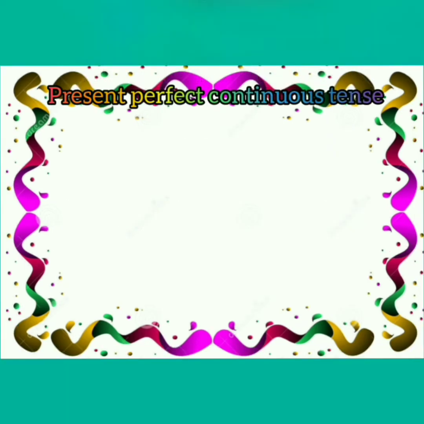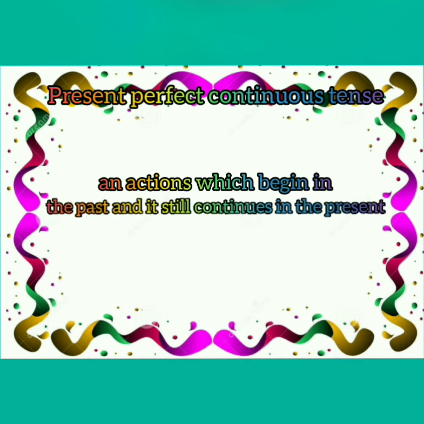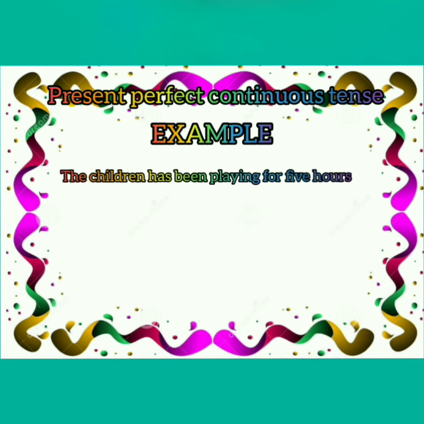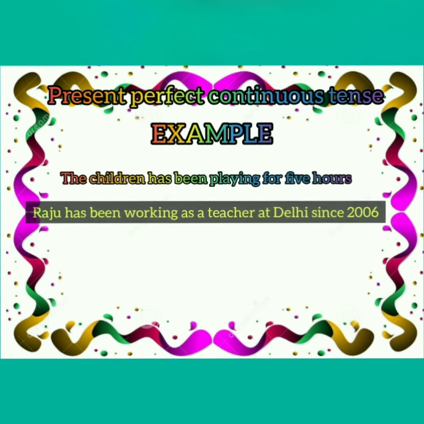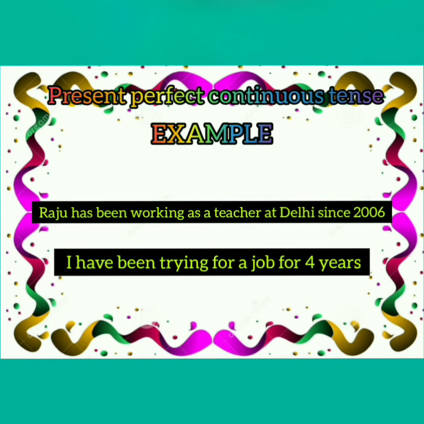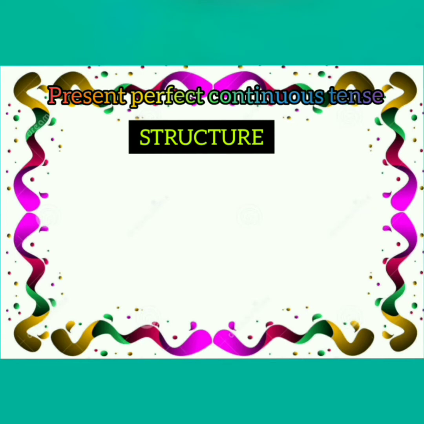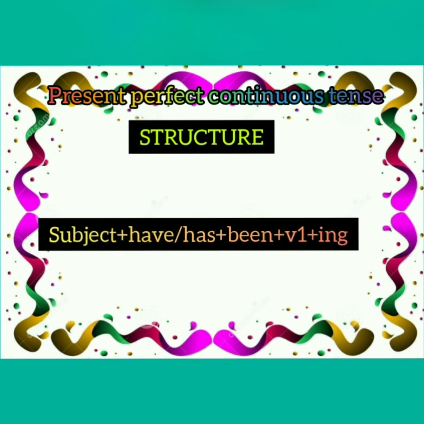Present perfect continuous tense. This tense is used to express actions which began in the past and still continue in the present. For example, the children have been playing for 5 hours. Raju has been working as a teacher at Delhi since 2006. I have been trying for a job for 4 years. Structure of present perfect continuous tense is subject plus have or has plus been plus V1 plus ing.